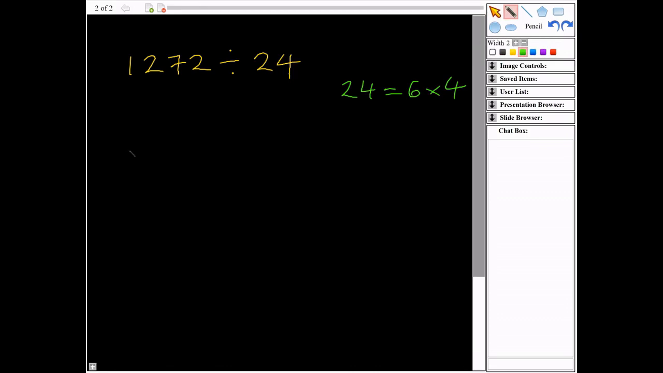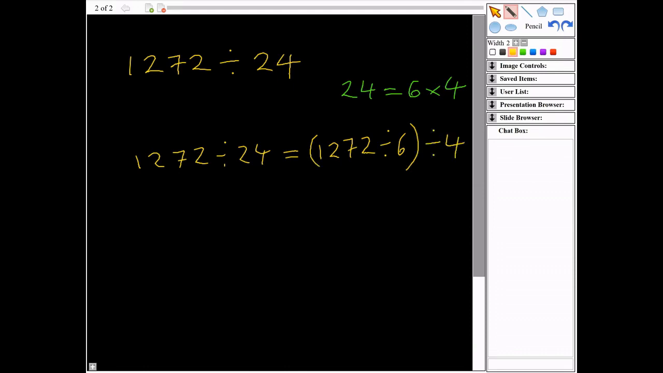So I can say that 1,272 divided by 24 is going to be the same as 1,272 divided by 6, and then take the answer of that and divide that by 4, because 24 is 6 times 4. So first divide by 6, then take the answer and divide by 4 would be exactly the same as if I divided by 24.